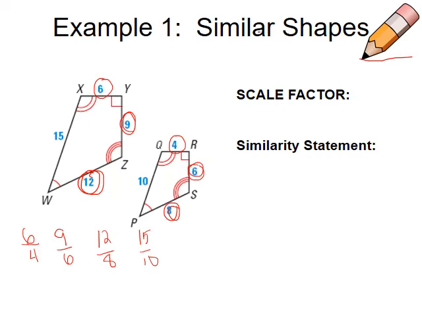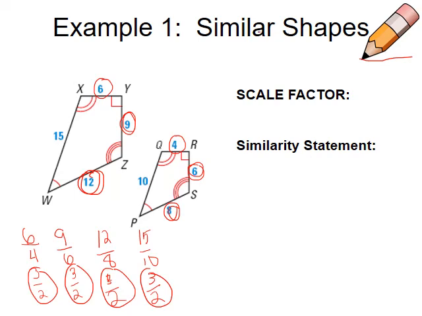We can take out a 3 of the 6 and 4 and get 3 halves. We can take out a 3 of 9 and 6 and still get 3 halves. We can take out a 4 for 12 over 8, which is 3 halves. And then we can take out a 5 of 15 and 10, which is 3 halves. So this 3 halves is the same between all the relationships of the 4 sides of this quadrilateral. Because it's the same number, the two figures are similar. Our scale factor then is also this ratio that we found in simplest form, so our scale factor is 3 halves.